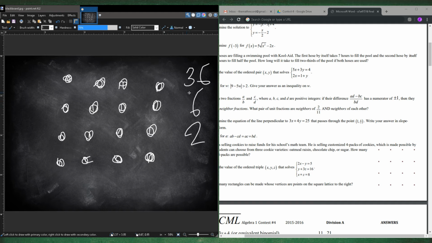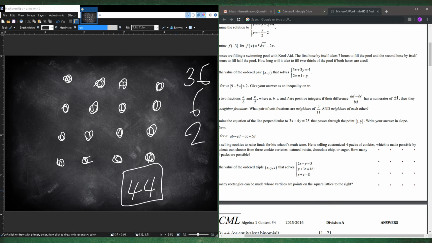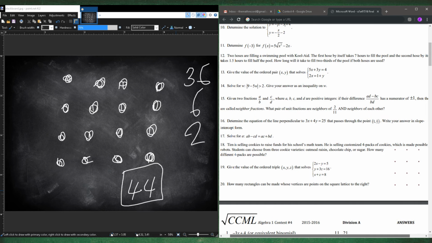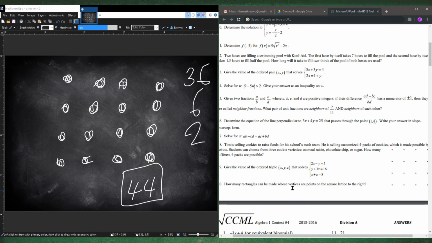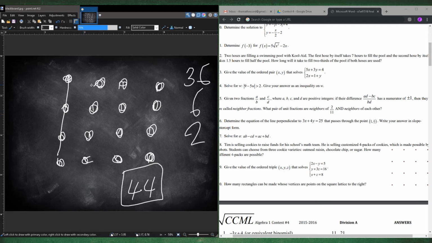So now we have the edges, the ones actually using the lines, 6 from the diagonals and 2 from the outer squares. So that's 36 plus 6 plus 2, that's 44. So the answer for number 20 is 44. This question is kind of tricky because they say verticals. The answer would be different if these weren't points and these were edges, right? And they say how many rectangles you could make using these edges, then it's a different question.